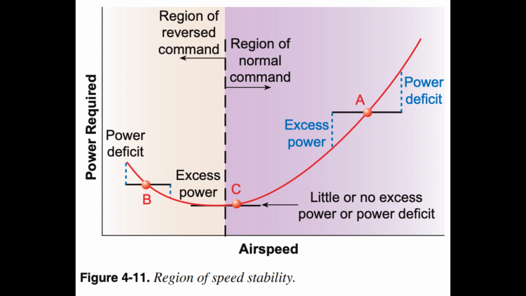The characteristics of flight in the region of normal command are illustrated at point A on the curve in Figure 4.11. If the aircraft is established in steady, level flight at point A, lift is equal to weight, and the power available is set equal to the power required. If the airspeed is increased with no changes to the power setting, a power deficiency exists. The aircraft has a natural tendency to return to the initial speed to balance power and drag.